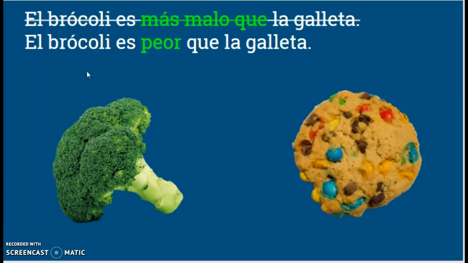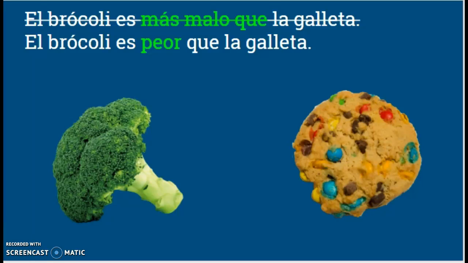Finally, the broccoli is worse than the cookie. Peor means worse, so instead of saying more bad than, más malo que, it all becomes peor. A lot of people say Peoria is the worst city, so peor sounds like Peoria for worse.